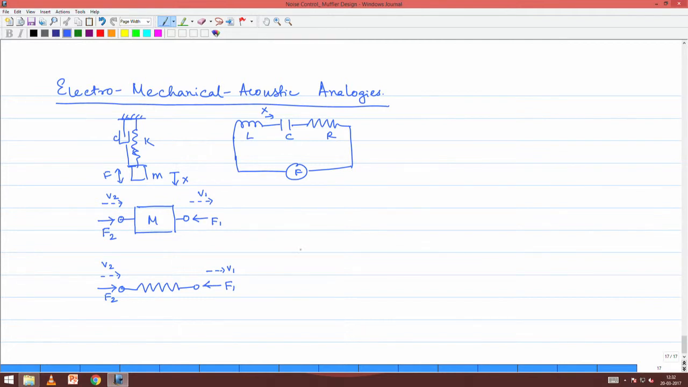So, can we quickly do it? For a mass element, what is it that happens? What can you say about V1 and V2?